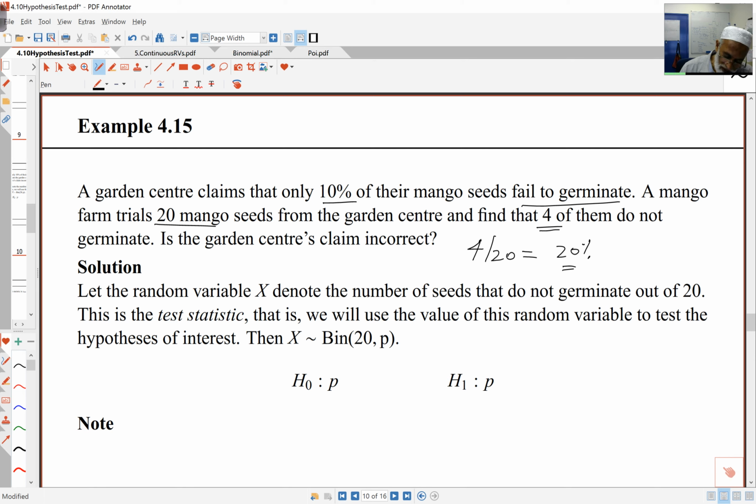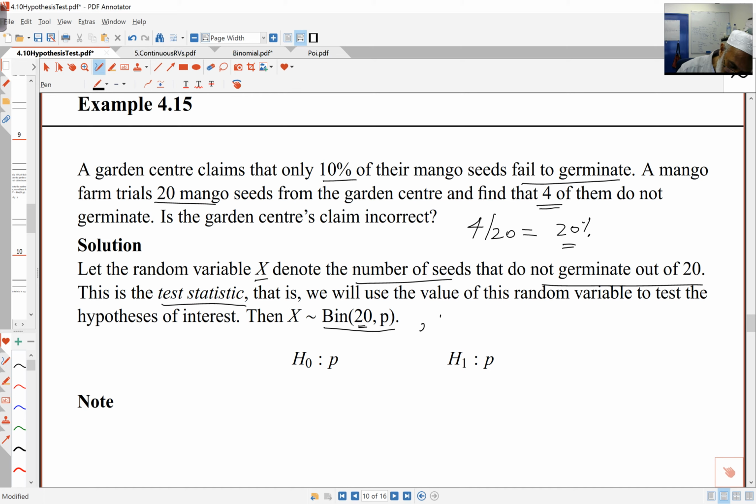So we start again by defining ourselves a random variable of interest. So x denotes the number of seeds that don't germinate out of 20. And so this is our test statistic. This is what we'll use to test the hypothesis or this claim. So this random variable x then has a binomial distribution. The 20 is known to us and the p is unknown. The p here is the probability a seed we're looking at does not germinate.